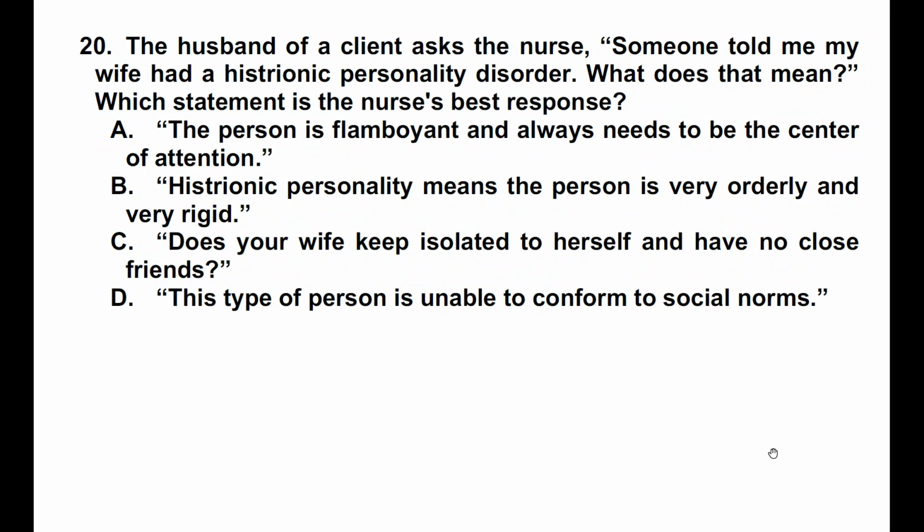Of course, for letter D, that is for antisocial because there's a problem with social norms. Letter C is schizoid personality. Letter B, that is specific for obsessive compulsive. Number 20, the best answer is letter A.